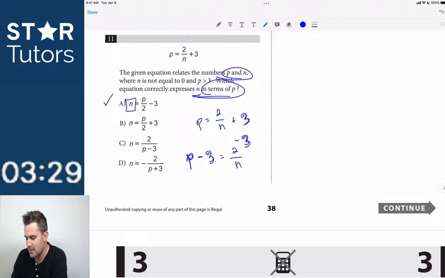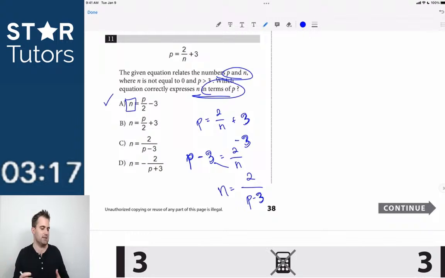I suppose we can do this in a couple different ways. I'm going to multiply by N. I'm going to switch these, right? So it gets N is equal to 2 over P minus 3. If you multiply by N on both sides and then divide, right, we see that. So I think it should be answer choice C.